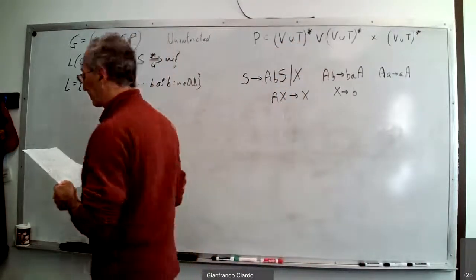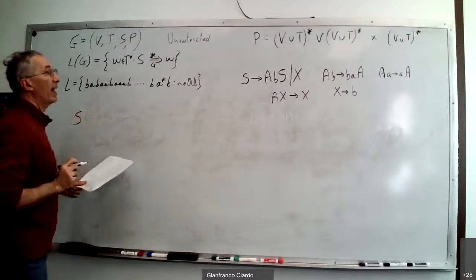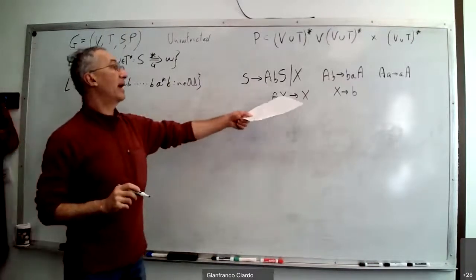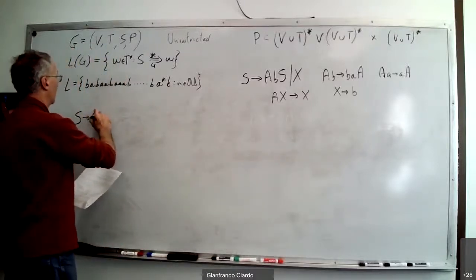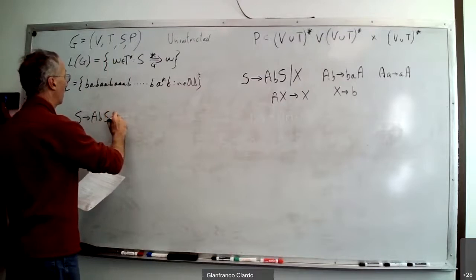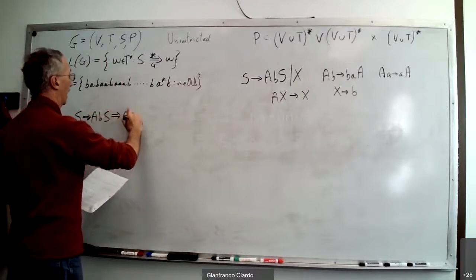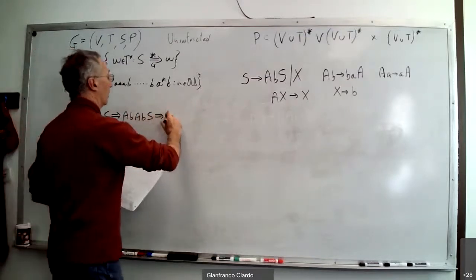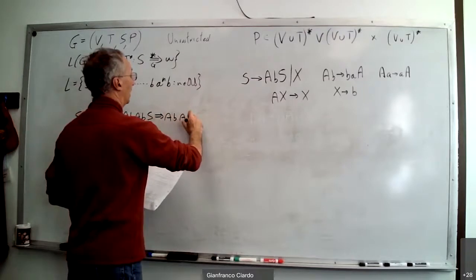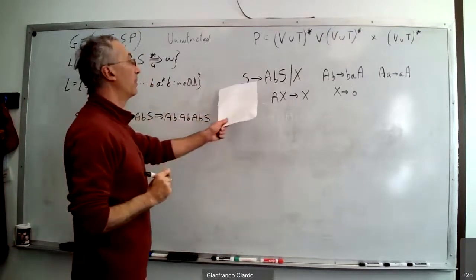Okay. So how does this work? So let's do, again, from S, I can apply ABS 3 times. So S goes to ABS, goes to AB, ABS, goes to AB, AB, ABS. Then I can apply S goes to X.